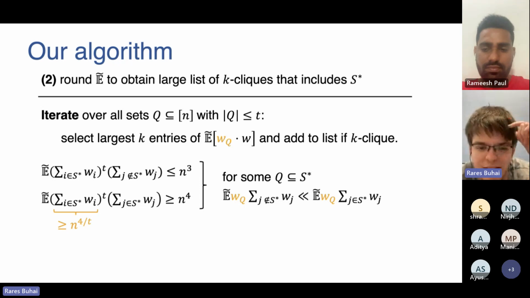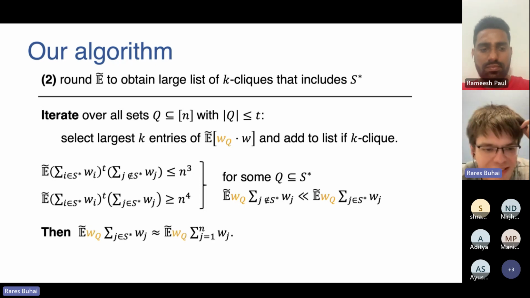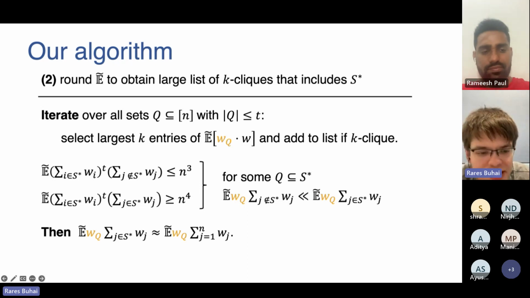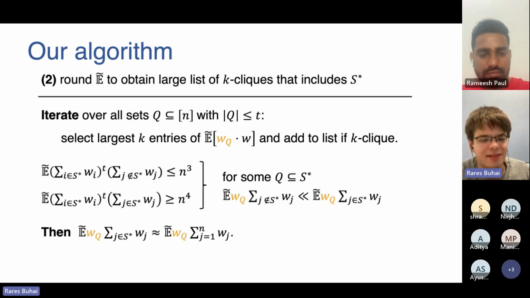So let's assume that we have this. Then let's look at the term that we said was larger, expectation of WQ times the sum over S star. This is approximately the expectation of WQ times all the terms, because we assume that the j not in S star is much smaller. And then we're almost done.